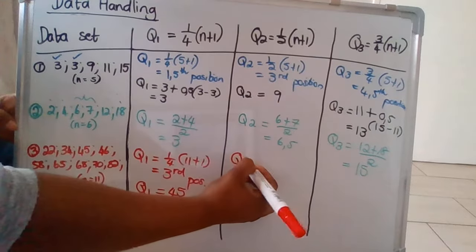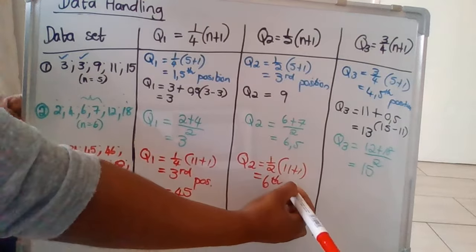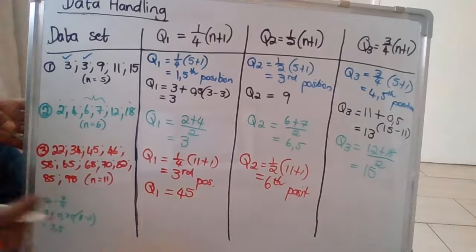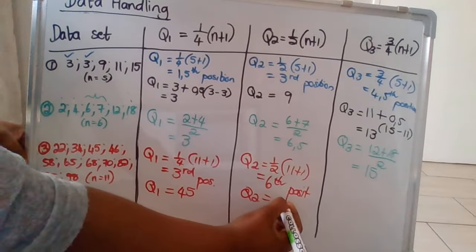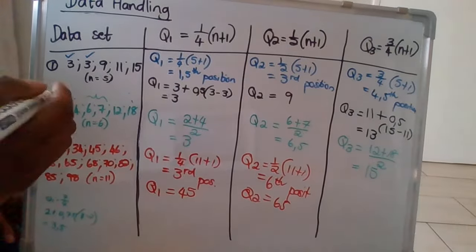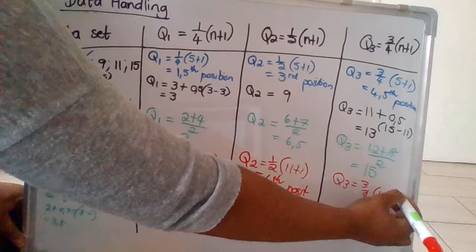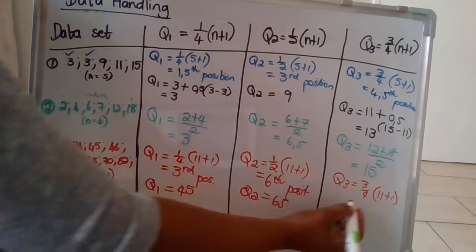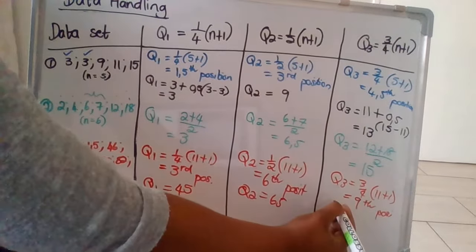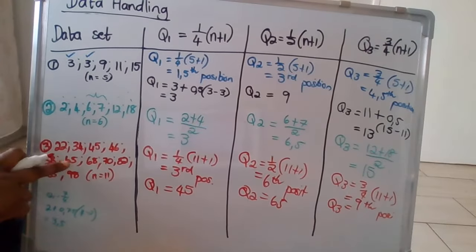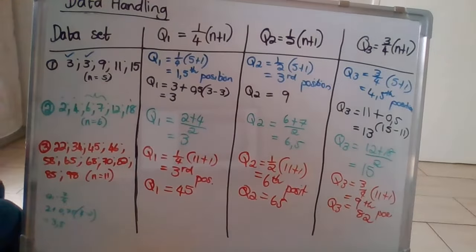My median, Q2, is a half times 11 plus 1. So this tells me that it lies in the sixth position. So now I count 1, 2, 3, 4, 5, 6. So my median here is equal to 65. And lastly, Q3 is equal to 3 over 4 times 11 plus 1, which is 9. So it tells me that my upper quartile is in the ninth position. So if this was the sixth position, 7, 8, 9, it's in the ninth position, and the ninth value there is 82.